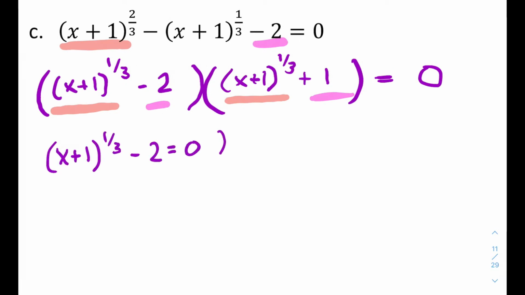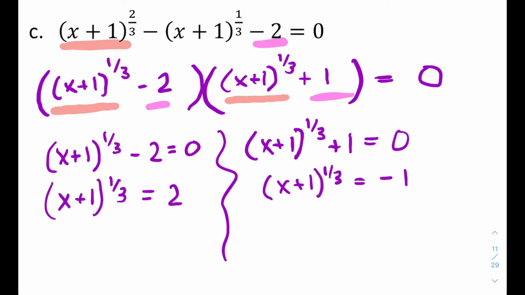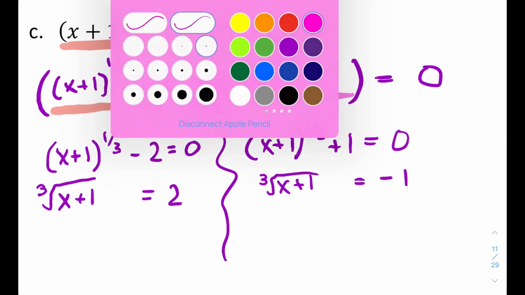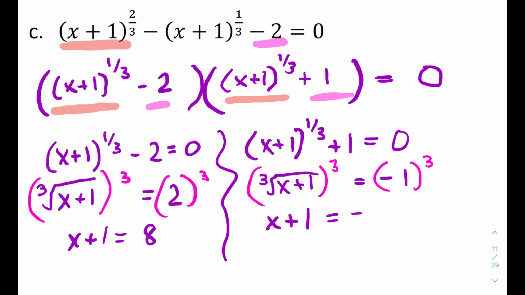So if I set each factor equal to 0 and solve, I'm going to run through both of these at the same time here. I'm going to add 2 to both sides of my one on the left and subtract 1 from my one on the right. And then if you think about 1/3 power, that's the same thing as a cube root. So I'm going to go ahead and rewrite this as a cube root because I like that better to think about. Now to undo a cube root, I need to raise both sides to the 3rd power. And that'll leave me with x plus 1 equals 8 and x plus 1 equals -1. Subtract 1, you get x equals 7 and x equals -2.